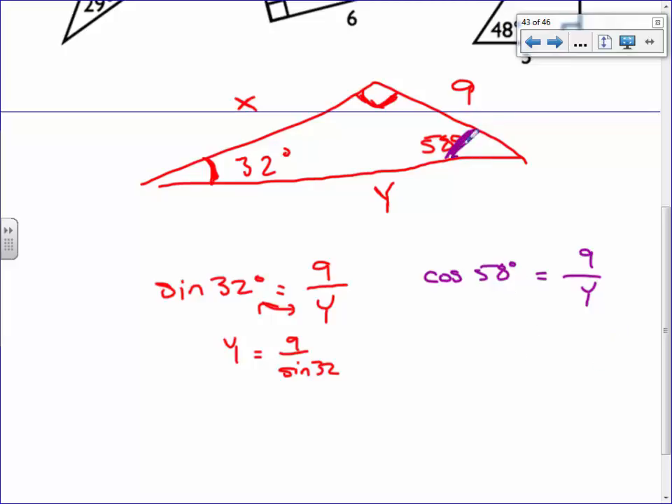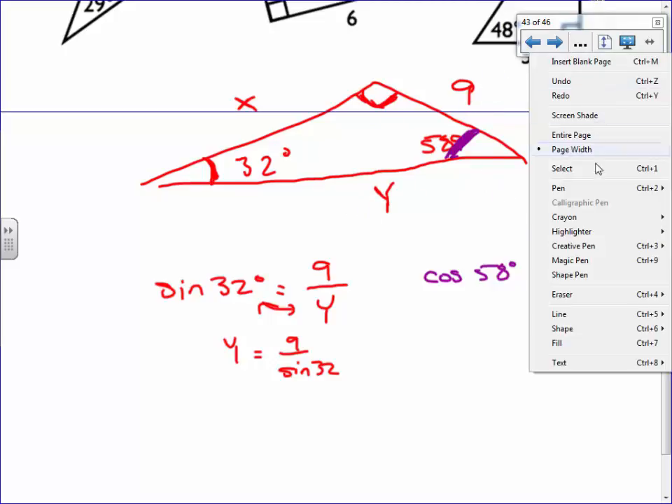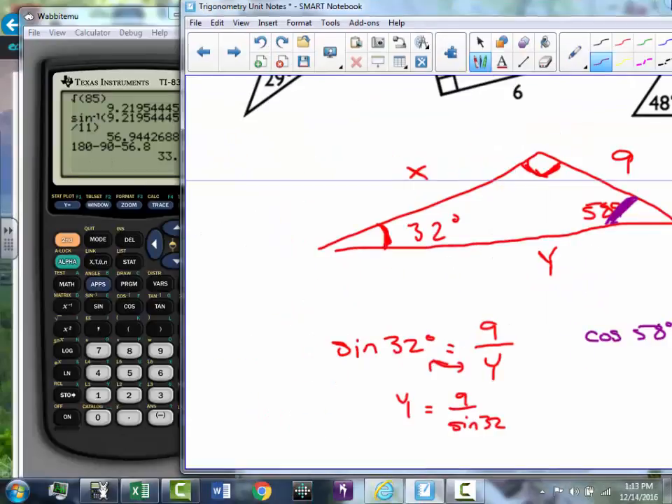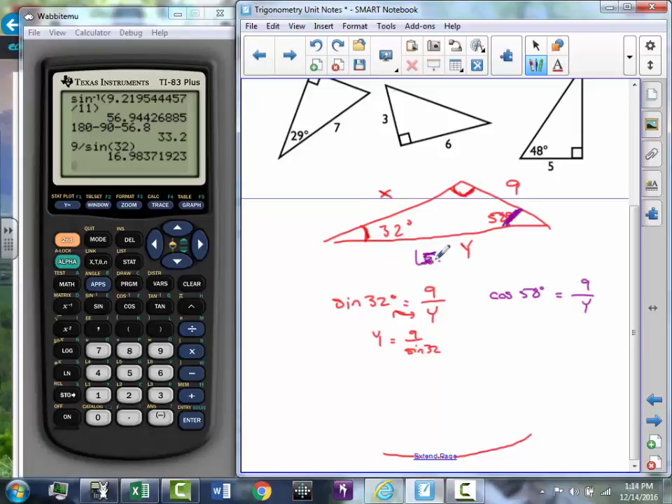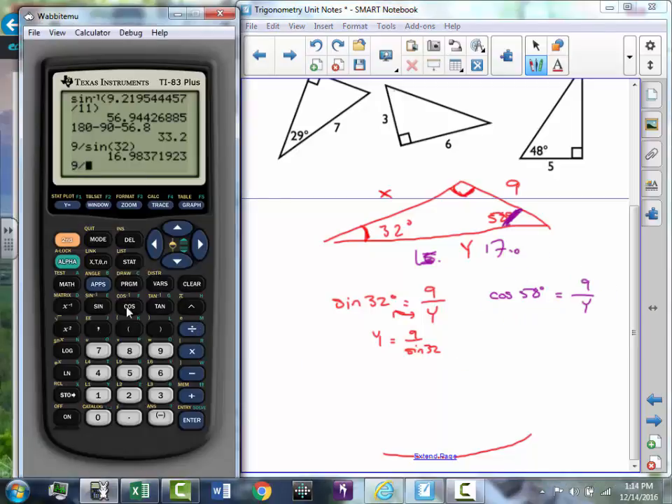Right? If this is the angle we have right here, this would have been the hypotenuse. That would have been the adjacent. Yeah, it's got a calculator here. If I did 9 divided by sine of 32, it tells me that this side right here is 16 point, well, let's round it, 17.0. If I had done this one right here, it would have been 9 divided by the cosine of 58. And that also could have worked. It would get you the same thing either way.